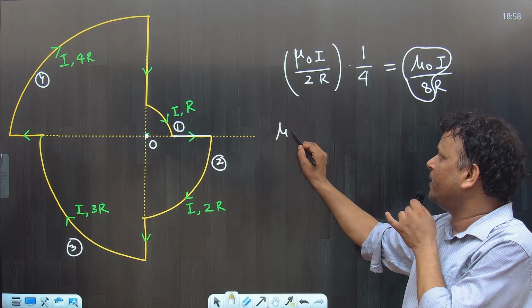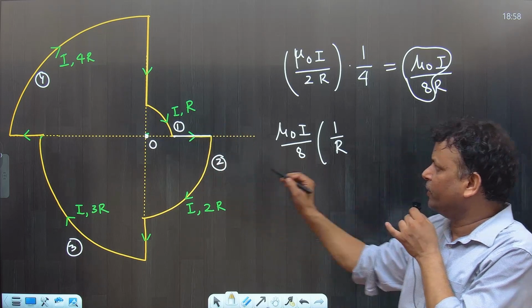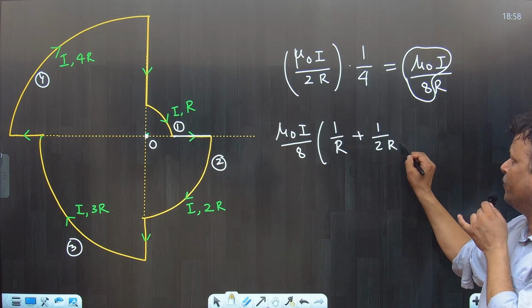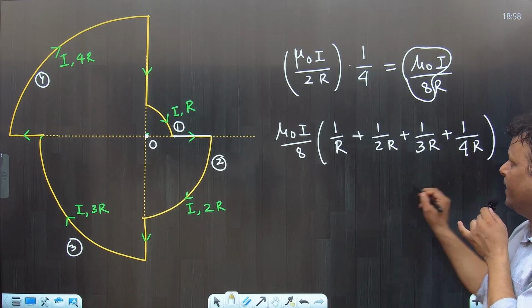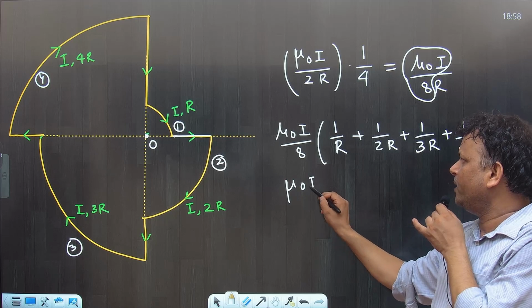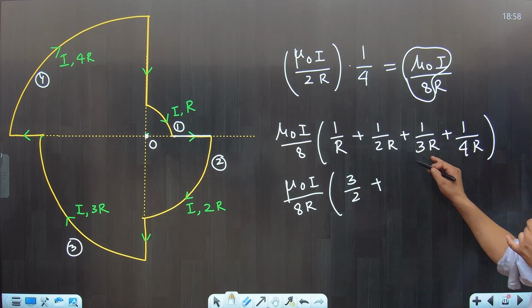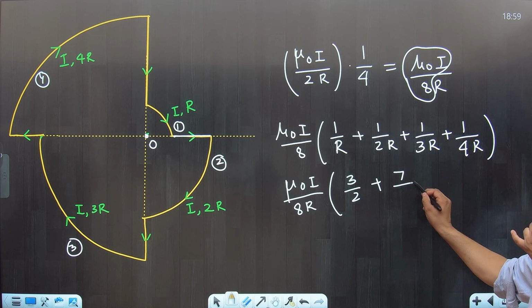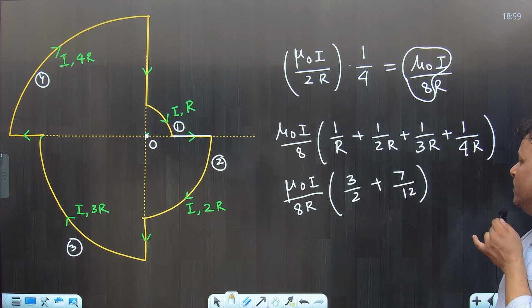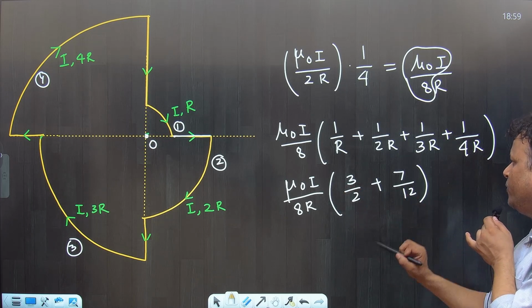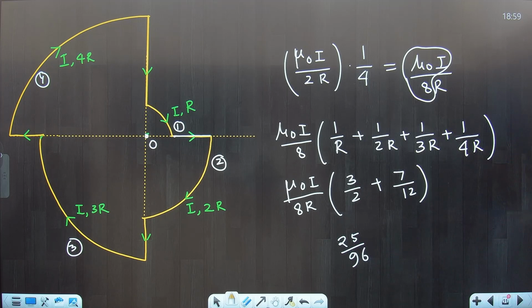So mu naught I by 8 is common, and 1 by r for this one. For this one it is 1 by 2r, for this one 1 by 3r, and for this one 1 by 4r. So you will get mu naught I by 8r into 1 plus 1 by 2, which is 3 by 2, plus 1 by 3, plus 1 by 4, which gives 25 by 12. So you will get 25 by 96.